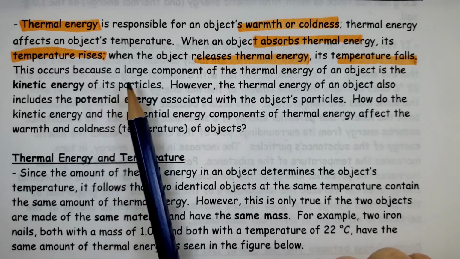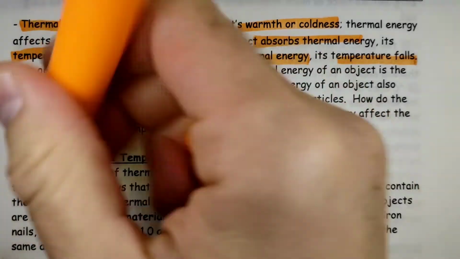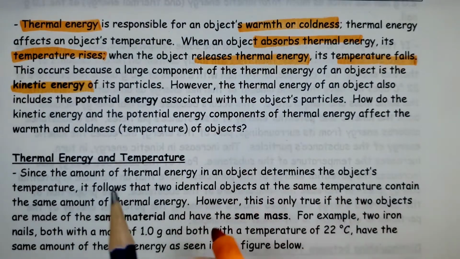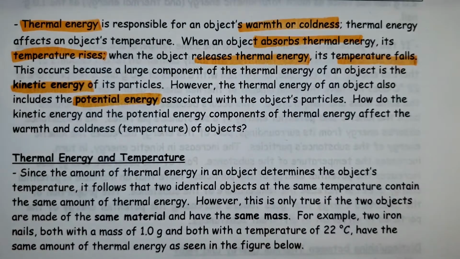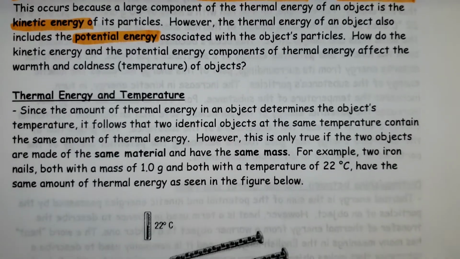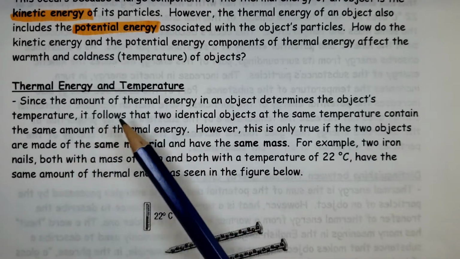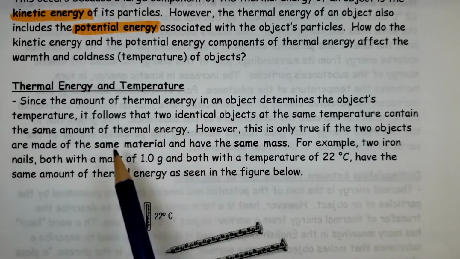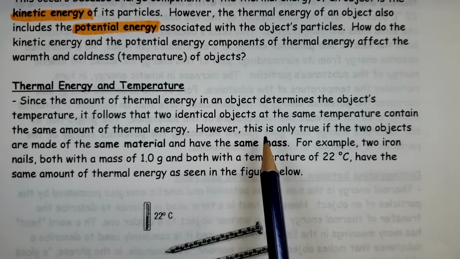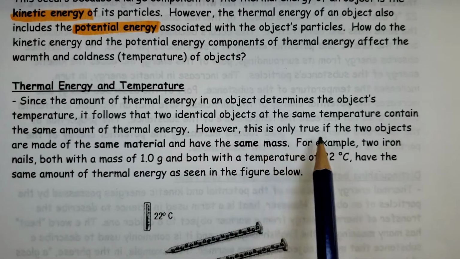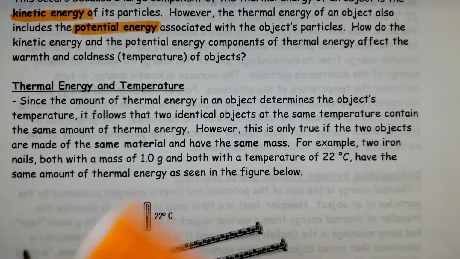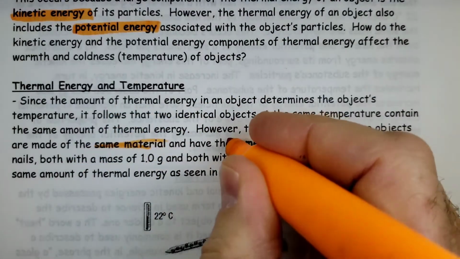This occurs because a large component of the thermal energy of an object is due to the kinetic energy, moving particles. However, the thermal energy of an object also includes stored energy or potential associated with the object's particles. How does the kinetic and potential energy components of thermal energy affect warmth and coldness? Let's take a look. So thermal energy and temperature, since the amount of thermal energy in an object determines the object's temperature, it follows that two identical objects at the same temperature contain the same amount of thermal energy. However, this is only true if they are made up of the same thing and have the same mass.